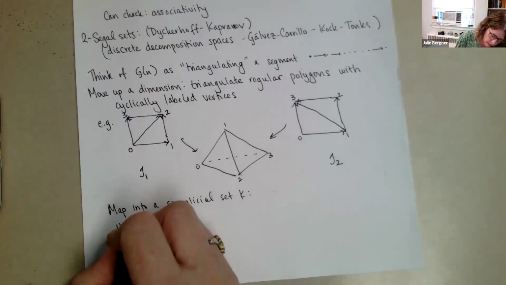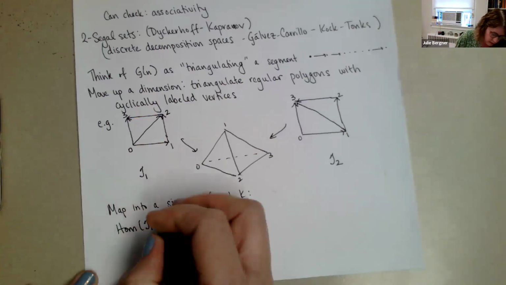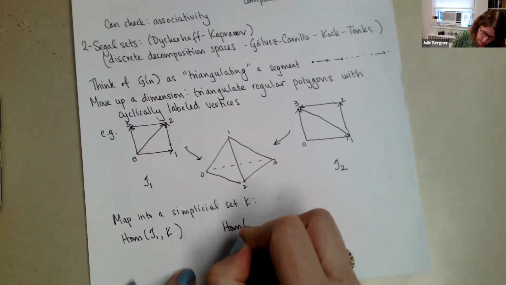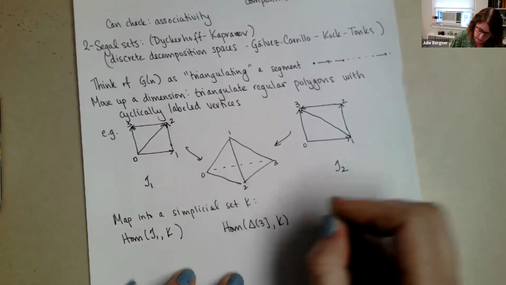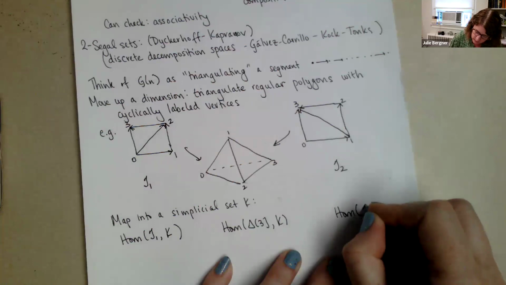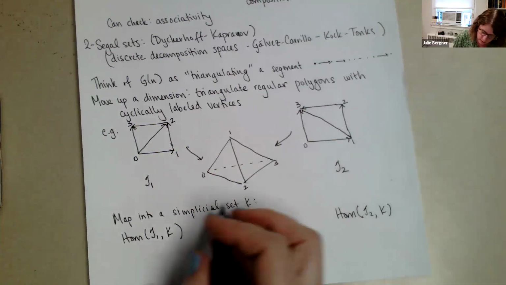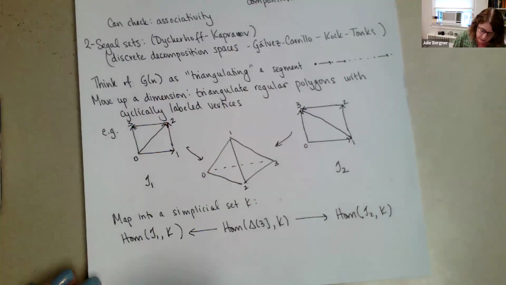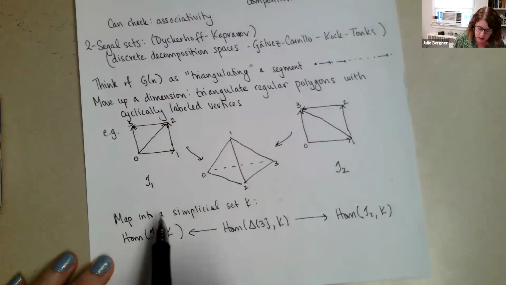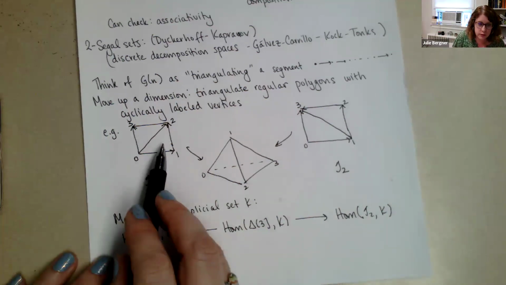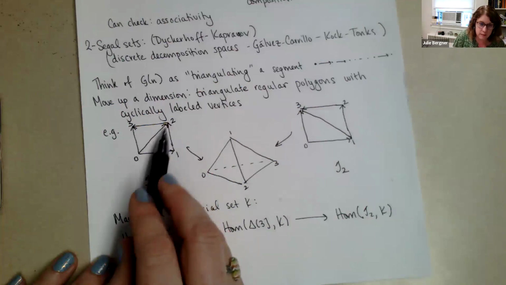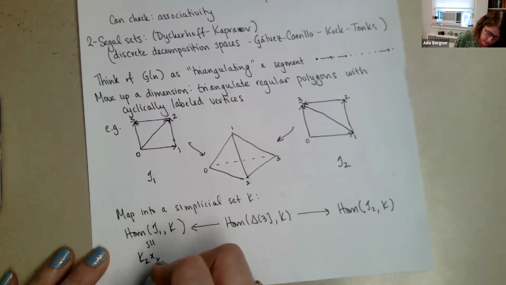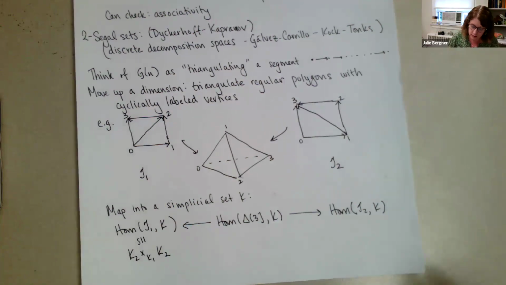And if we do that, we map T1 into K, and we have delta 3, and then we have T2. And now all the maps go the other way around because we're mapping into K. And if I map T1, that's going to pick out two simplices that agree along a common one-dimensional face. So this is going to look like a pullback of 2 K2s along a K1.